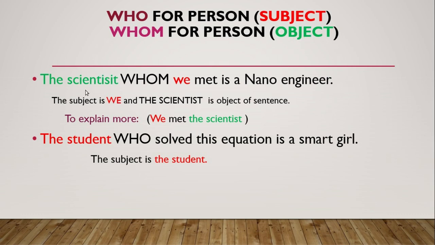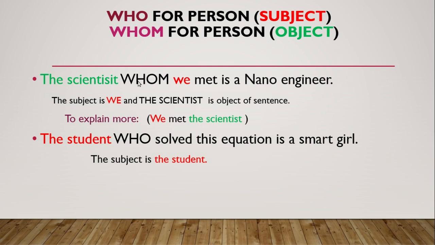Let's take examples. Number one, the scientist whom we met is a nano engineer. So the subject is we, and the scientist is in fact the object of the sentence. To explain more, the sentence is we met the scientist. Not the scientist met us.